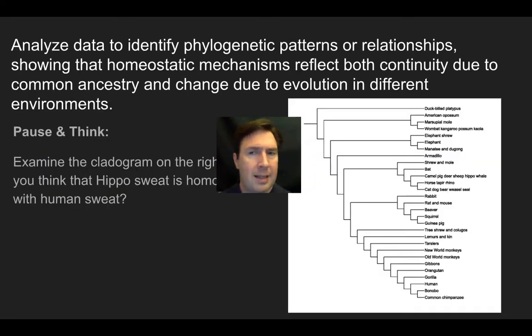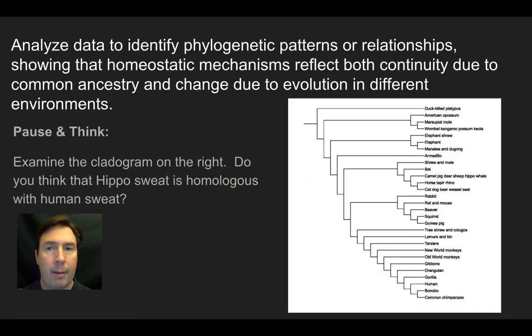We're going to continue this theme, and we're going to look now at this cladogram. And so what I want you to do is analyze this data from a phylogeny and look at the patterns and relationships that show maybe homeostatic mechanisms, and maybe they reflect a continuity due to common ancestry and change due to evolution in different environments.